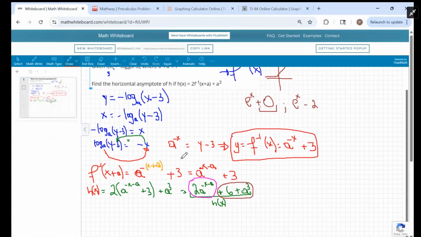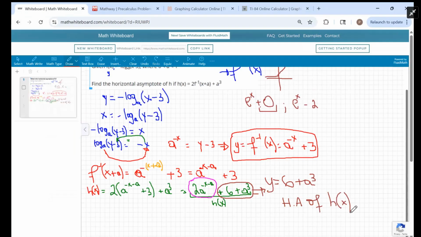So now let's go back to our equation, h of x. You see how I broke it down into the pink portion, which is the exponential portion, the base raised to the power of the variable x. And then the portion in brown, the 6 plus a cubed, that is the constant. Well, that constant is, so y equals 6 plus a cubed is the answer. It's the horizontal asymptote of h of x.